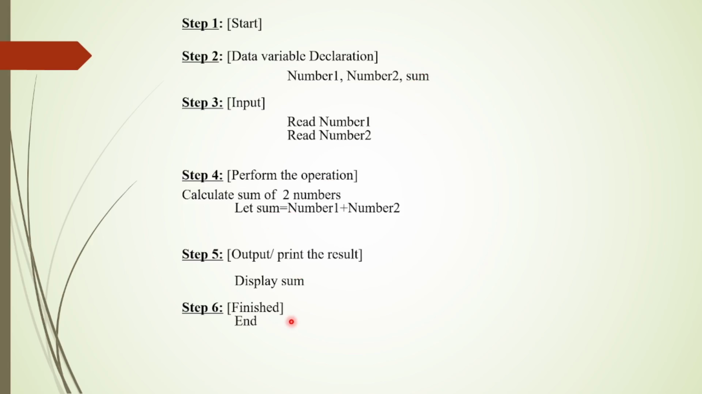In the next step, what else do I have to do? I just have to display it on the screen, right? So step 5 is to print the result. I said display sum or output sum, whatever terms you can use. And at the end, yes, my program is done now. My problem is solved. I have accepted two numbers.